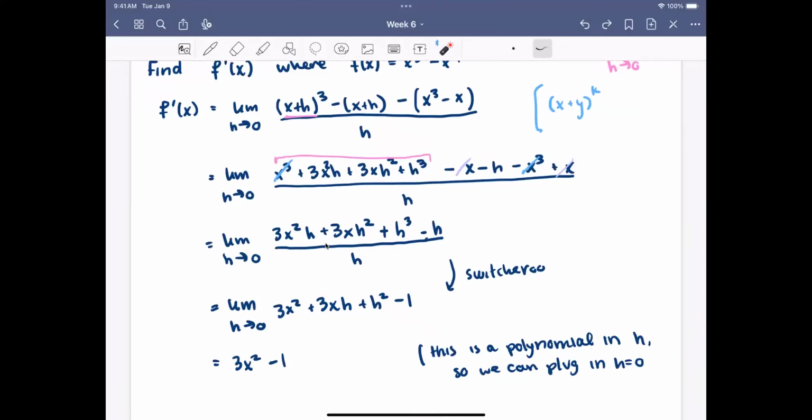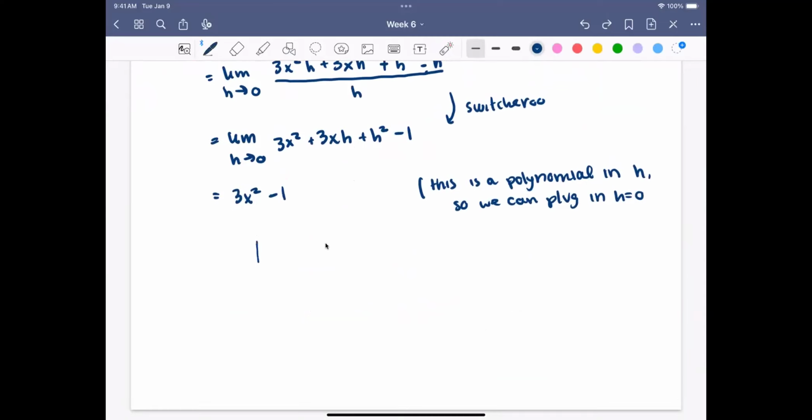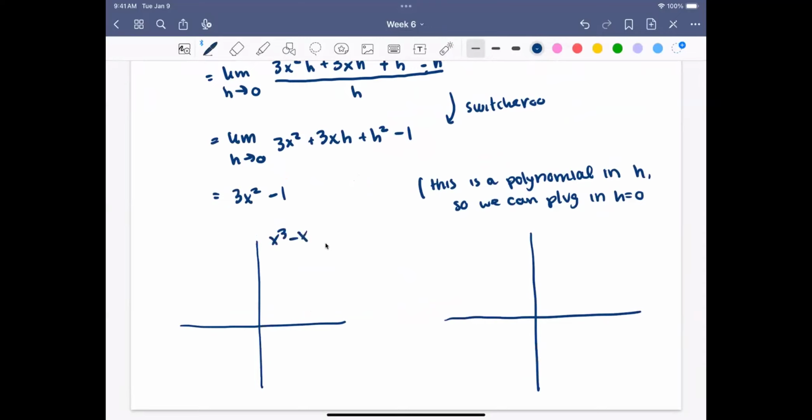Okay, good. I'm going to graph these two functions so we can take a look at some of the features of the graphs. On the left, I'll put f of x, which was x cubed minus x, and on the right, I'll put 3x squared minus 1. So x cubed minus x looks something like this, and then 3x squared minus 1 looks like this.